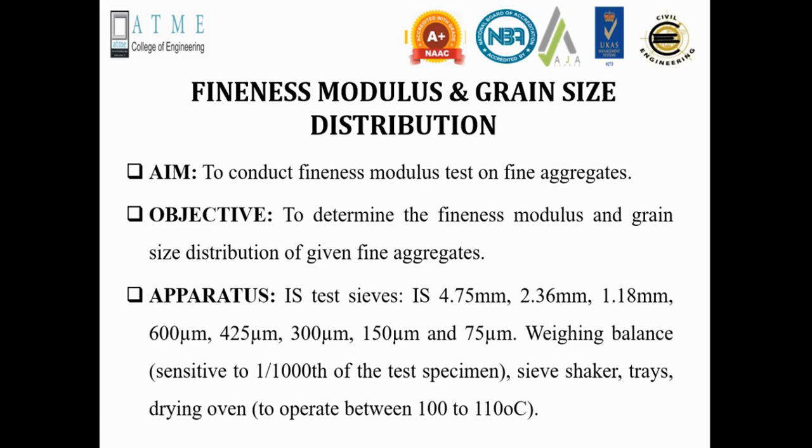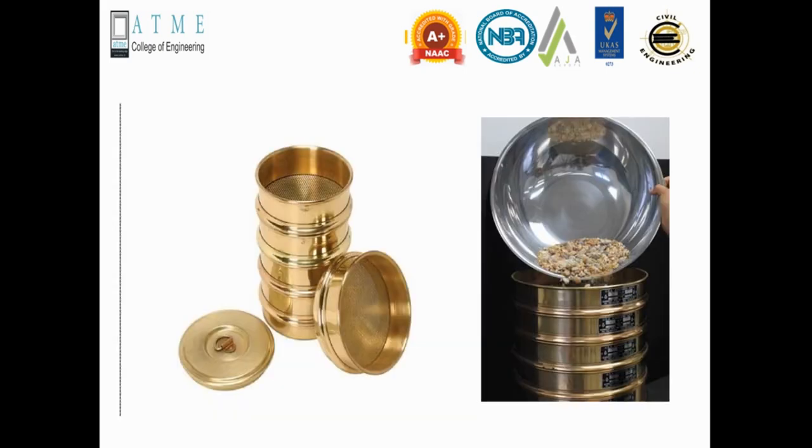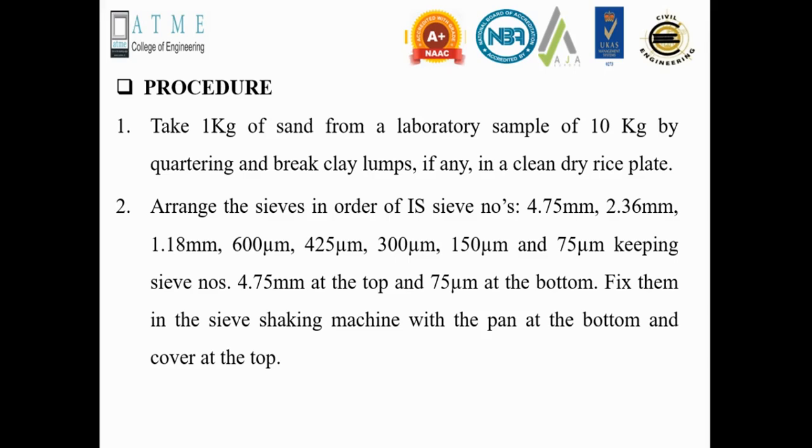To determine the fineness modulus and grain size distribution, you require apparatus such as IS test sieves of size 4.75 mm, 2.36 mm, 1.18 mm, 600 micron, 425 micron, 300 micron, 150 micron and 75 micron. Also, you require equipment such as weighing balance, sieve shakers, oven and tray. This is the pictorial representation of the sieve set.